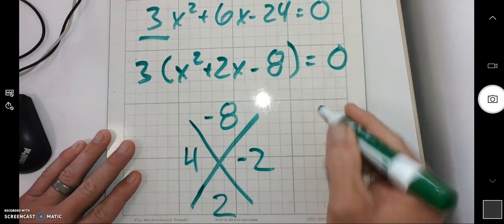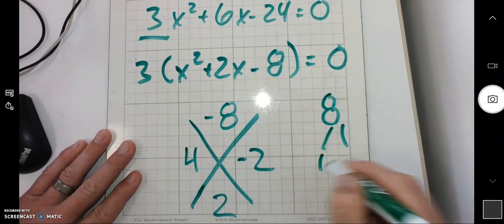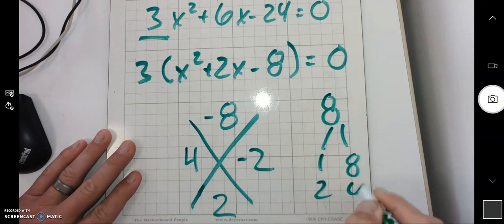If you can't do that in your head, make a factor tree. 1 and 8, 2 and 4. 3 doesn't go in there, and then we circle back to 4. So we have all our factors, and we can play with these numbers and figure out which ones will add to 2. And it's when this is positive 4 and negative 2.